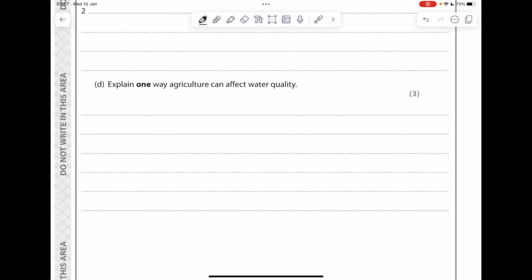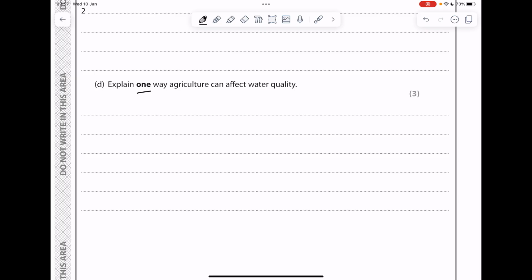Explain 1 way agriculture can affect water quality. I've already touched on it before. We could talk about eutrophication. We could talk about anything to do with deforestation. Remember, that's cutting down trees to provide more space to grow crops or for livestock. If we were to talk about livestock, we could potentially talk about cattle waste, and that leaching into the rivers, again contaminating the water, as that will increase the bacterial load. Lots and lots of options here. I'm going to talk about the eutrophication answer.